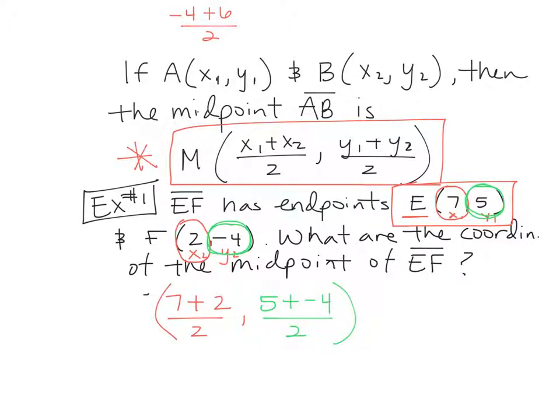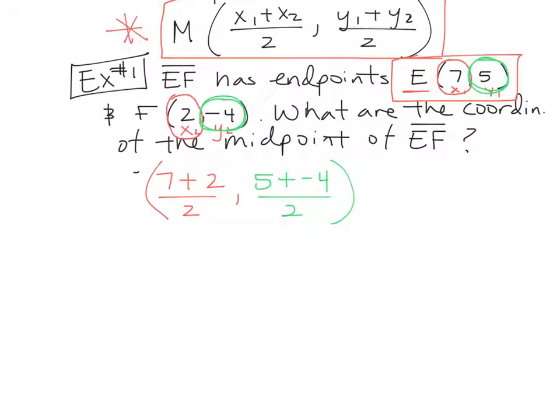So 7 plus 2 divided by 2, that would be 9 divided by 2. 5 plus -4 is 1, divided by 2. So you could say your midpoint is 9/2, 1/2. As long as it's a reduced fraction, I don't care if you leave it improper like this. I feel like most of the time people want a decimal instead. So if you just divide that, it'd be 4.5 and 0.5.